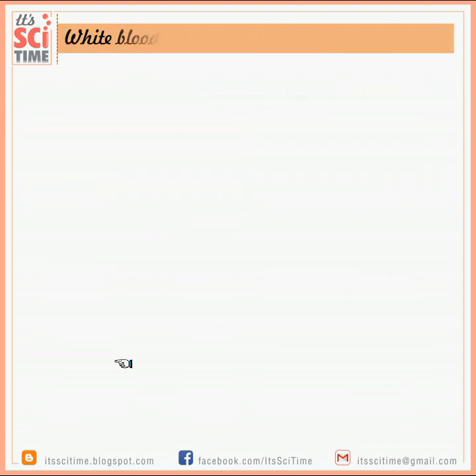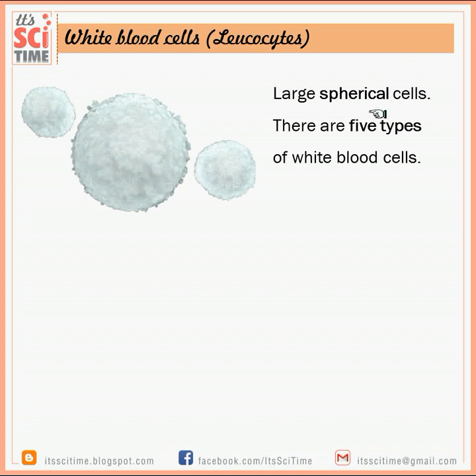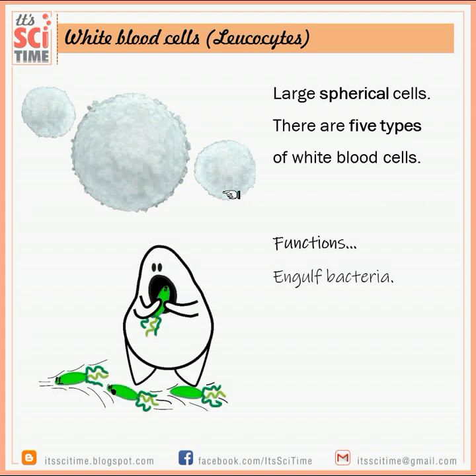Next type, white blood cells or leukocytes. We can call white blood cells the army force or the security force of our body. They provide the protection needed to the body. They look like large spherical cells. There are 5 types of white blood cells active in different ways. Normally they look transparent or whitish in color. So what are the functions? One function is engulfing bacteria. One type of white blood cell engulfs the bacteria and destroys them. That is one fighting mechanism.